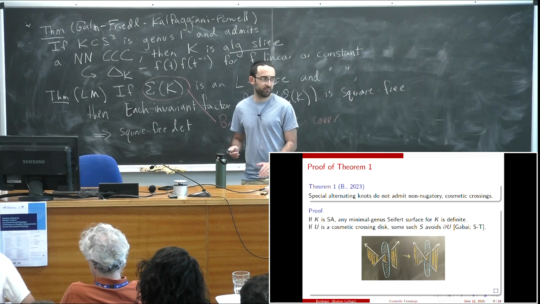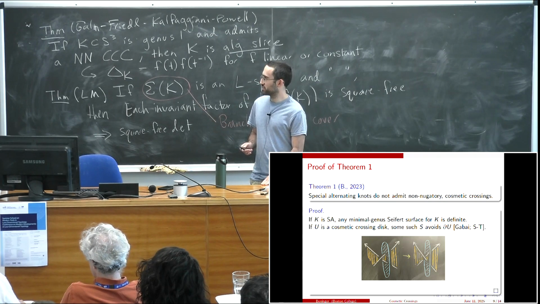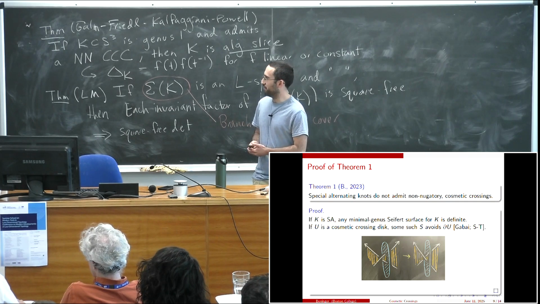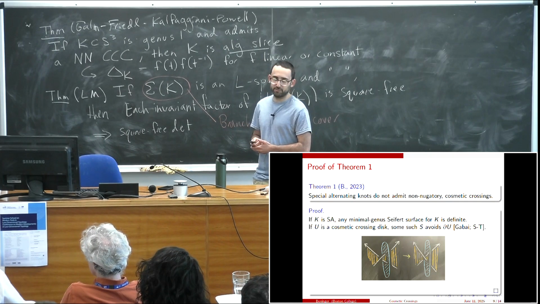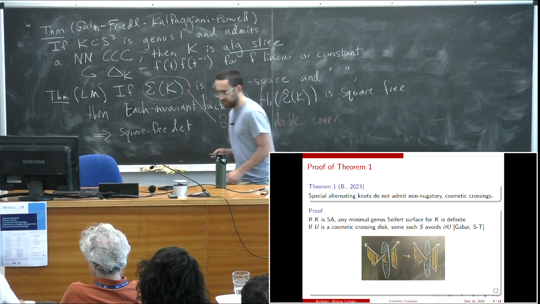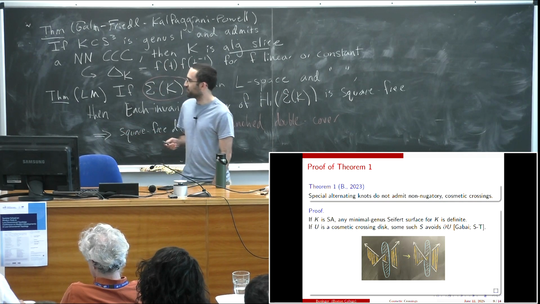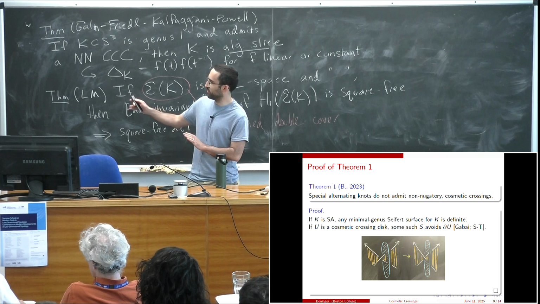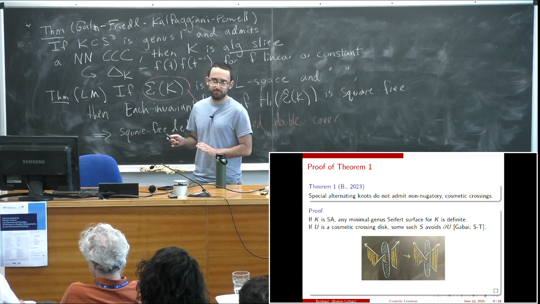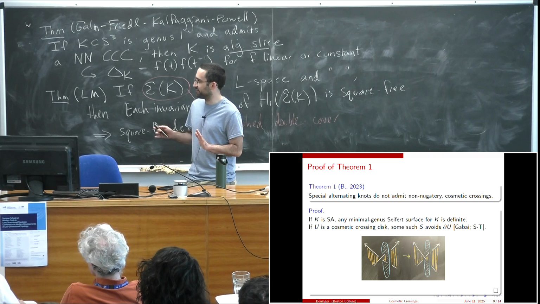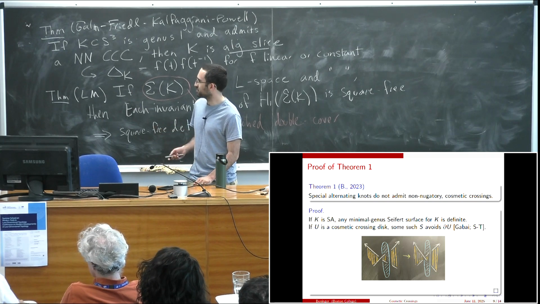So this is really a deep result. This is coming from sutured manifold theory. This is one of the main results of sutured manifold theory, and was used by Scharlemann and Thompson to prove the cosmetic crossing conjecture for the unknot. So we don't know which Seifert surface it's going to be, but it'll be minimal genus, which implies that it's some definite surface.